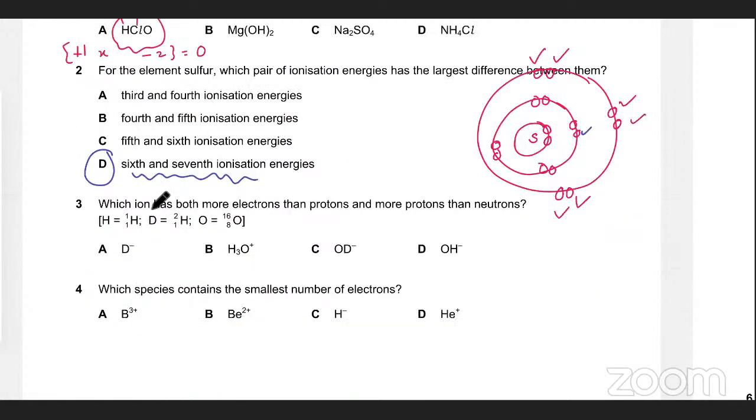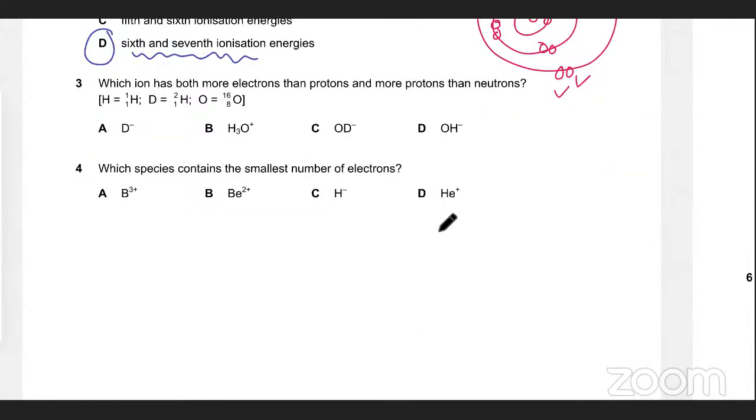उसके बाद है, which ion has both more electrons than protons and more protons than neutrons. So remember, the quick way to solve this would be that it has more electrons than protons. So that means it's going to be a negative ion. Only a negative ion is going to have more electrons than protons. So ये वाला, that's gone. That's not an option. So we're looking at D-1, OD-1, OH-1.